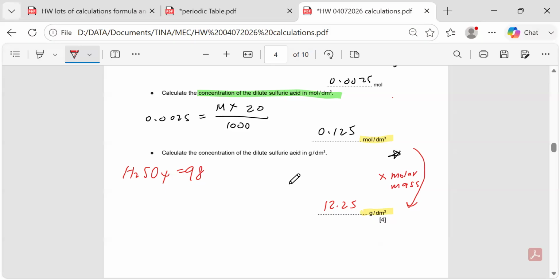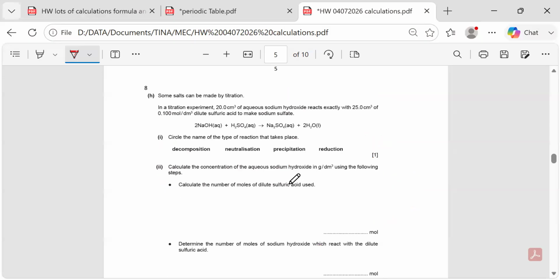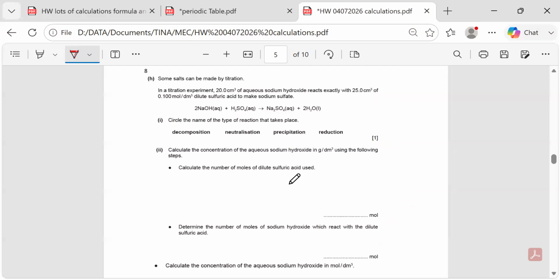Second question with 8, 25 times 0.1 divided by 1,000 equals.